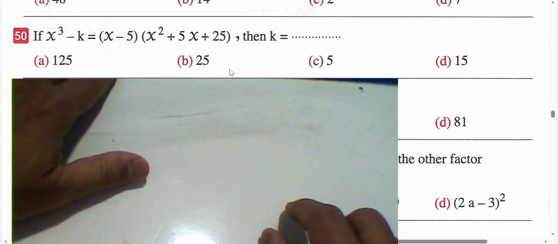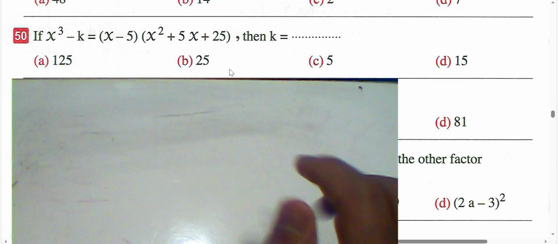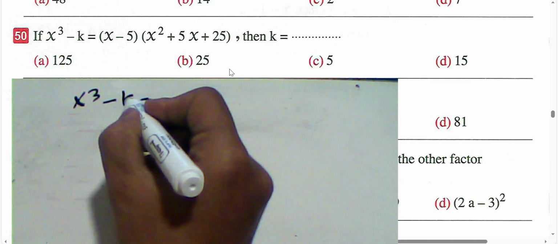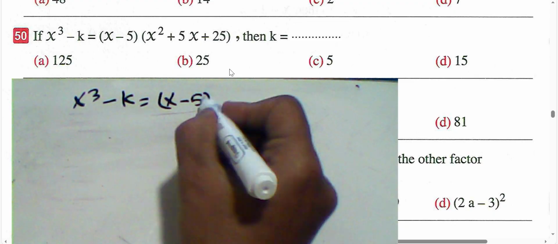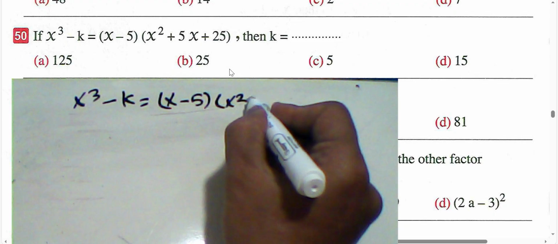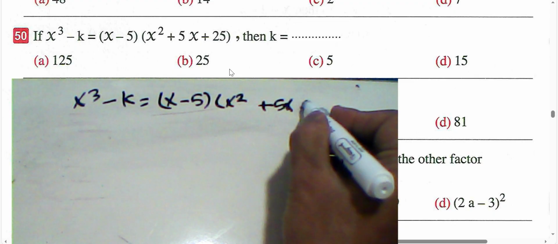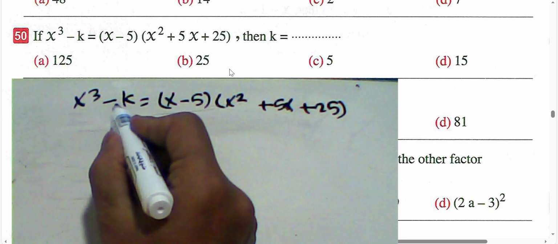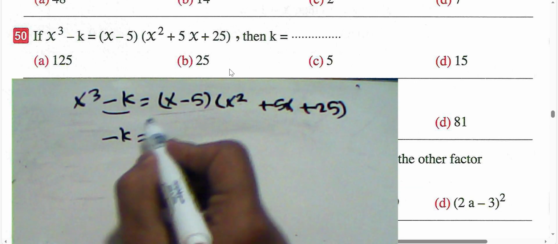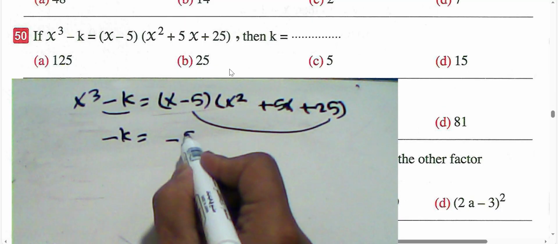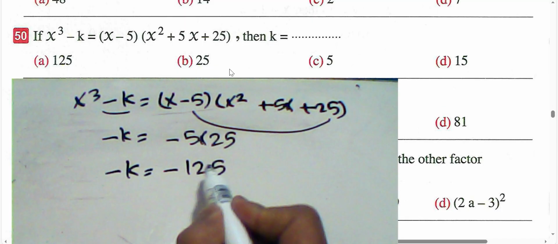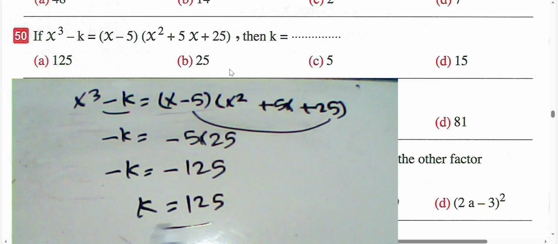Find the value of k here. We have x power 3 minus k equal to x minus 5 product by x power 2 plus 5x plus 25. What is the value of k? We know negative k equal negative 5 times 25. Then negative k equal negative 125. The value of k is 125.